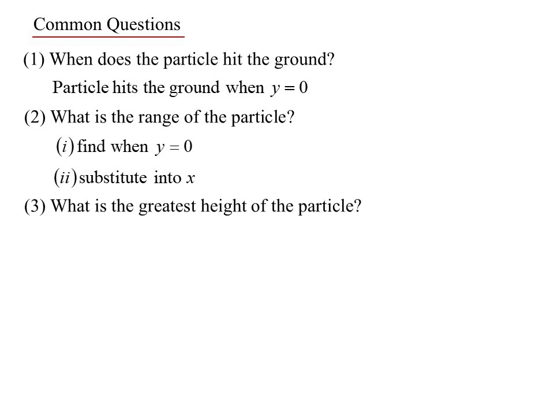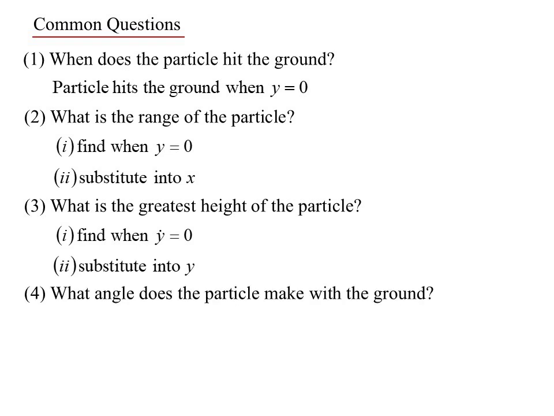Greatest height. So you think, well, what happens at the greatest height? Well, the greatest height is when it stops and comes back down. So I'll solve when the vertical velocity is equal to 0. Once I know that time, I can substitute it into the vertical displacement, and that'll tell me where it happened.